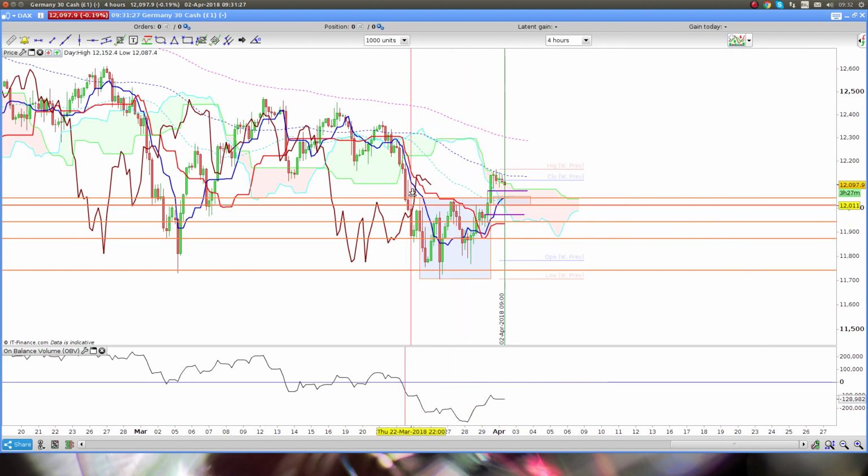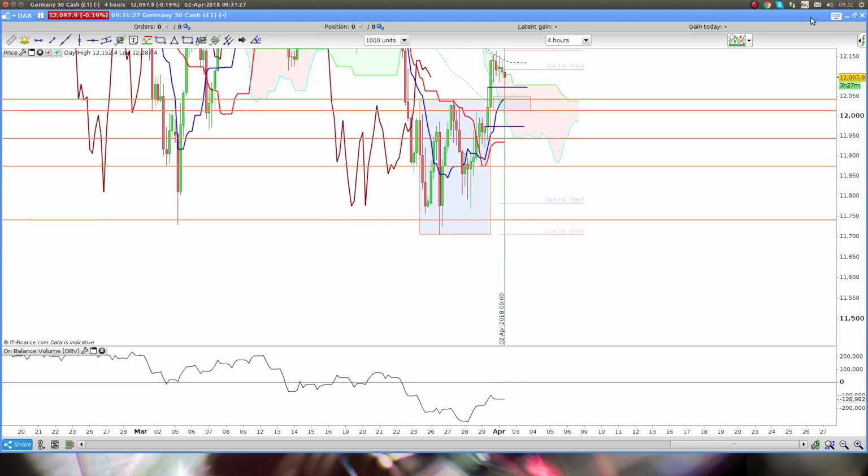We've got a cloud, well, it's not quite a breakthrough yet, but it is trying to break through at the moment, and we have a level breakout. So ideally, it would come back, test this level, which would also line up with Kijun-sen.